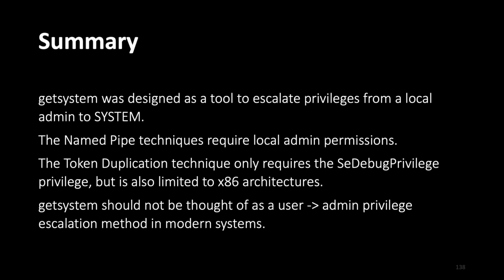In summary, getsystem was designed as a tool to escalate privileges from a local admin to system. The named pipe techniques require local admin permissions. The token duplication technique only technically requires the SE debug privilege, but is also limited to x86 architectures. So getsystem should not be thought of as a user-to-admin privilege escalation method in any modern system.